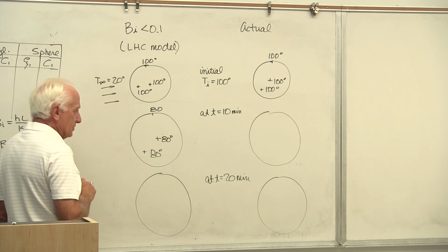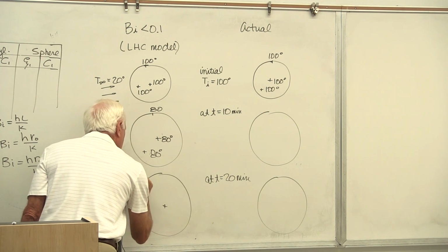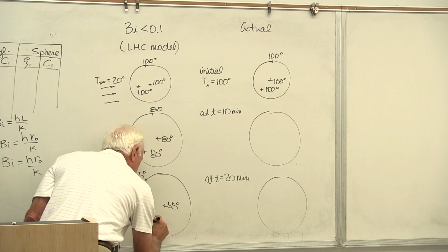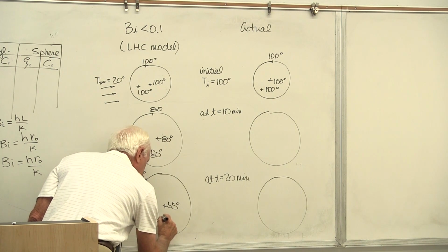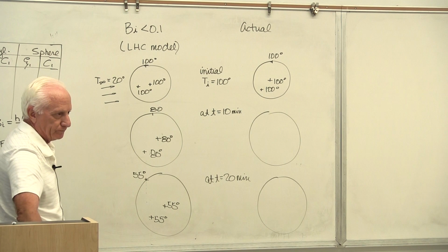I wait longer, it cools down some more. Now, the outside of the sphere is 55 degrees. The center of the sphere is 55 degrees. Any radius in the sphere at that time is 55 degrees. That's the Biot model.